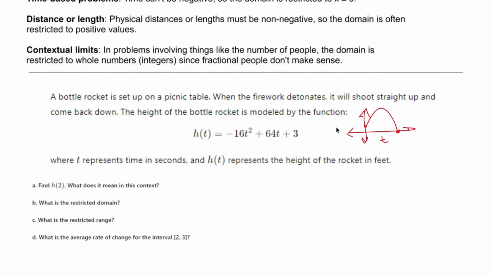This is the time right here. This is the height. As it goes up, it peaks out, then hits the ground. So stuff on the left side of the y-axis, stuff on the right side of this guy won't make sense. T represents seconds, h of t represents the height of the rocket in feet. Let's answer these questions using our graphing calculator right about now.